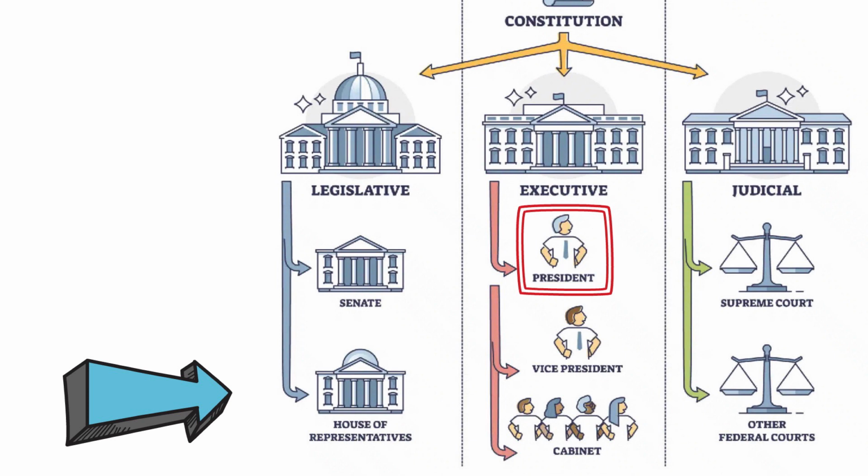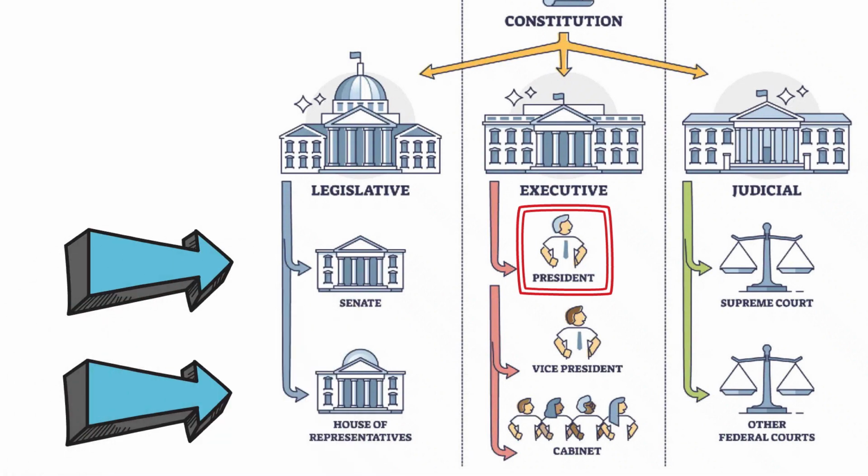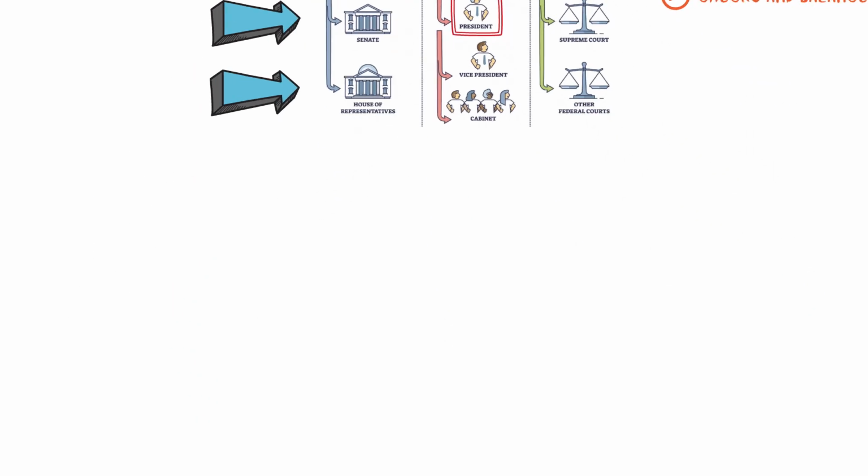However, to secure the agreement of the smaller states, a second legislative body, known as the Senate, would operate with an equal number of representatives from each state, who would be chosen by each state legislature. Passing legislation would require majority votes in both the House of Representatives and the Senate.